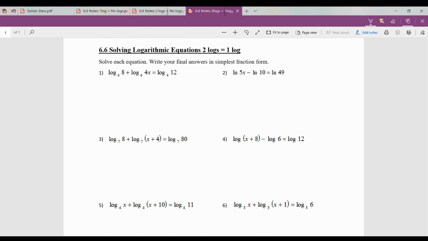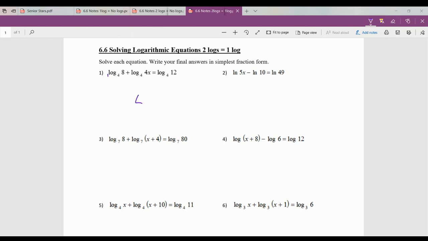Hey guys, so today we're going to talk about how we solve logarithmic equations where we have 2 logs equals 1 log. Last time we did 1 log equals 1 log, and we just said, okay, if 1 log is on this side and 1 log is on that side, we just cross them out. So here is the thing where we have 2 logs on one side. We want to condense those 2 logs into 1 log.